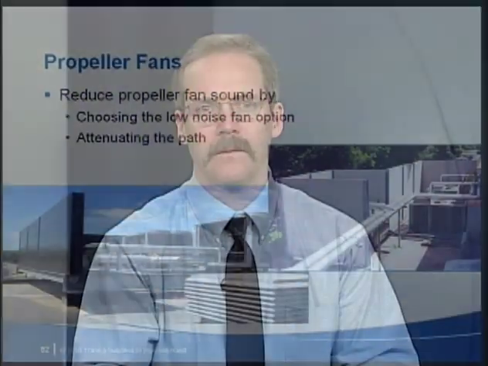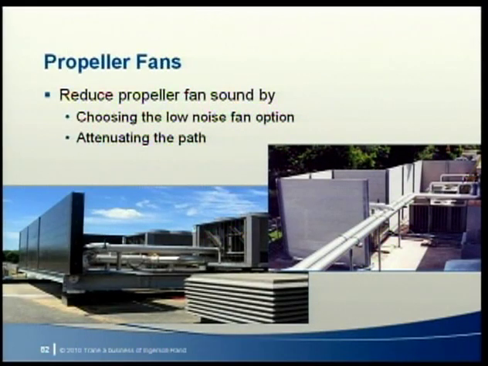I'll start with a simple example, the propeller fan, used primarily outdoors on condensing units and air-cooled chillers. Significant development time goes into designing low-noise propeller fans, but when outdoor fan sound is a problem, you typically only have three choices. You can either move the unit further away, choose a low-noise fan option if it's available, or use path attenuation as needed to reduce the sound to an acceptable level.